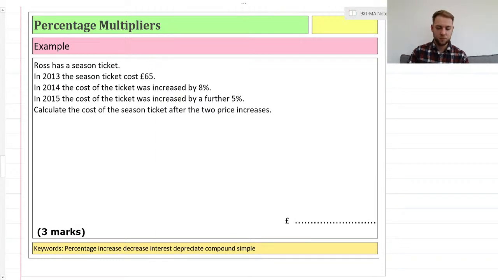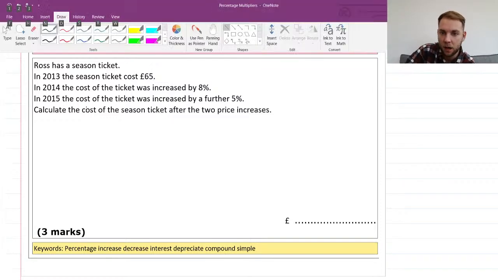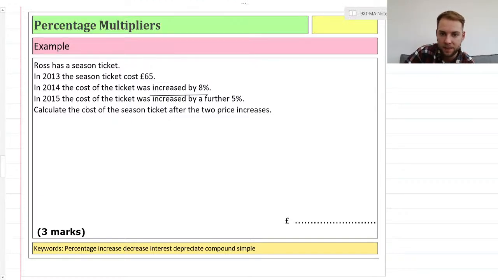So, get this one down as a GCSE exam question. This was 3 marks, this one. So, Ross has a season ticket. In 2013, the season ticket cost £35. In 2014, the cost of the ticket was increased by 8%. So, that's an increase of 8%. And in 2015, it was increased by a further 5%.